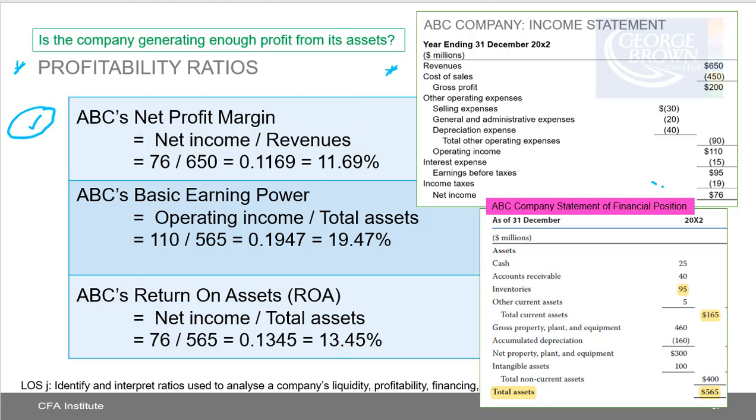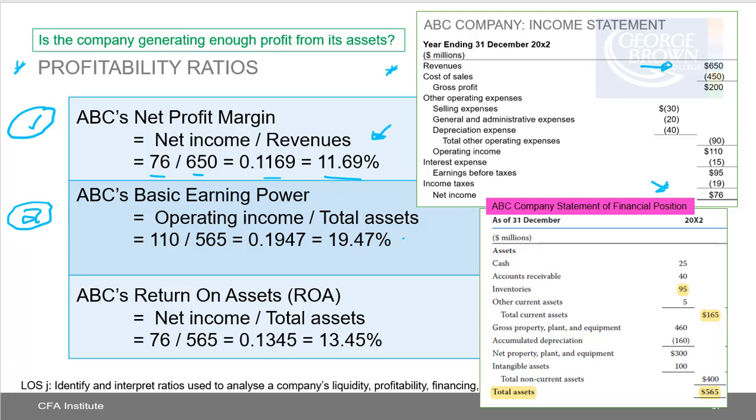Net income for ABC Company for 20X2 was 76, and the revenues were 650. So 76 divided by 650 gives us 0.1169. So it's 11.69%. As I said, these margins are in terms of percentages, okay? The second ratio, the profitability ratio that we need to be familiar with, is ABC's basic earning power.